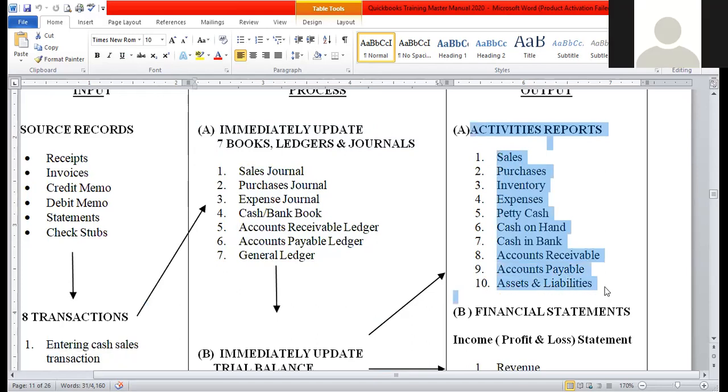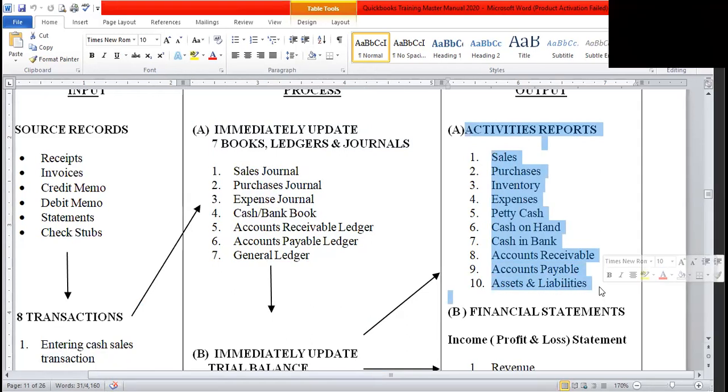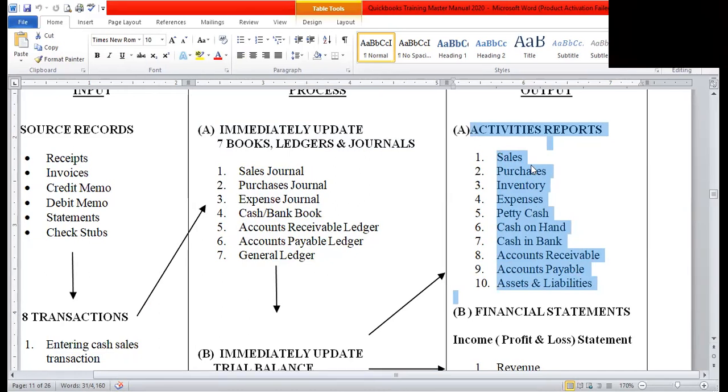That's output. Activity report, sales, your purchase, inventory, expenses, petty cash. And once you memorize this, you're straight. This might be the only difficult thing because it's 10. So just keep on remembering the sales. We talk about purchases, expenses, petty cash, everything we talk about.